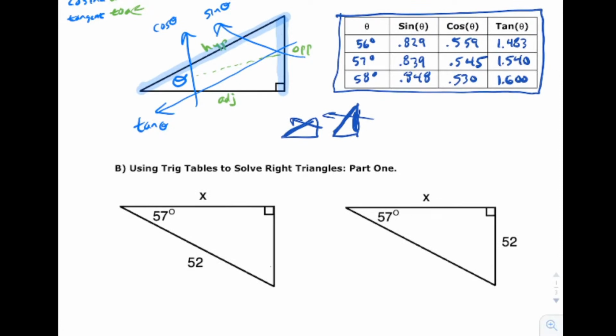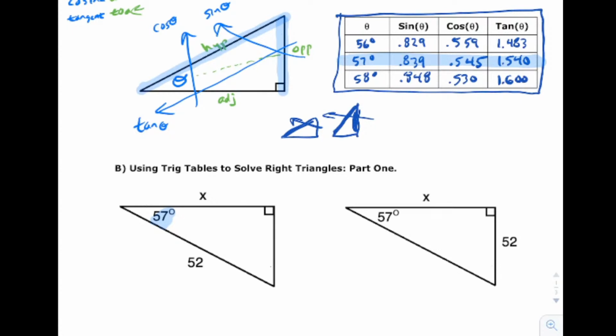Part B here says using trig tables to solve right triangles. Okay, we can use that table. The whole question is, which of these numbers are we supposed to look up? Well, I suppose if we're playing with a 57-degree angle, we must be playing with this row of our table, right? So there's 3 numbers. 0.839, 0.545, 1.540. One's the sine, one's the cosine, one's the tangent.